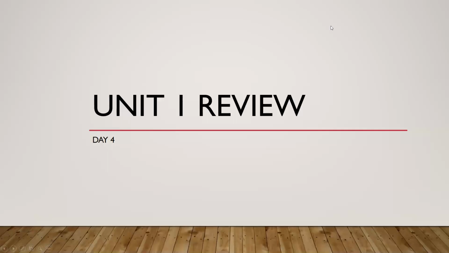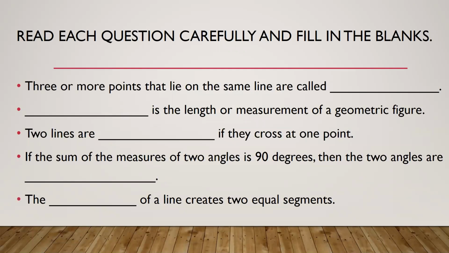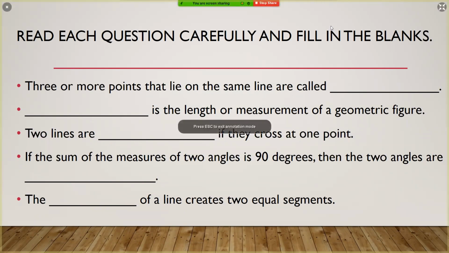So today we're going to do a Unit 1 review. For each question, we're going to fill in the blanks. So 3 or more points that lie on the same line are called collinear.